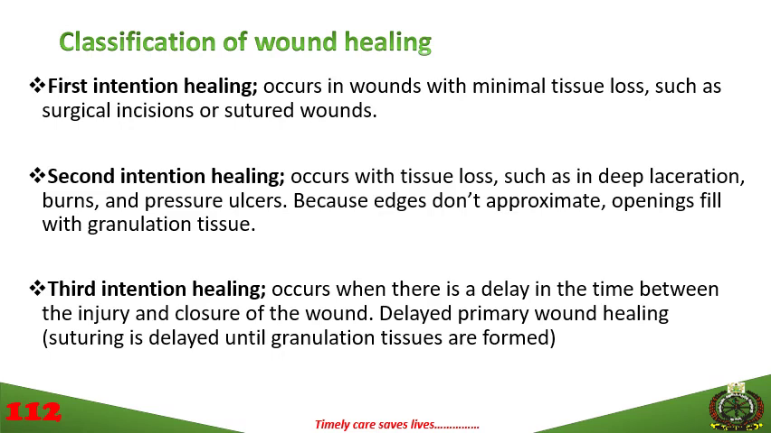Then we have the second or secondary intention. It occurs with tissue loss, like a laceration. Laceration is an example, such as a deep laceration, burn, pressure sores. Now if a deep laceration is sutured, then it becomes primary intention. But if it is not sutured, the wound edges are open, they are not together, they are not closed. This type of wound will heal with granulation tissues filling the wound, and then scar tissue forming.